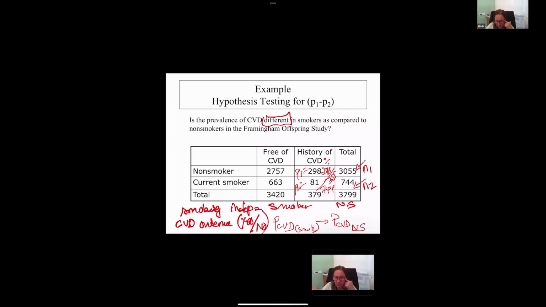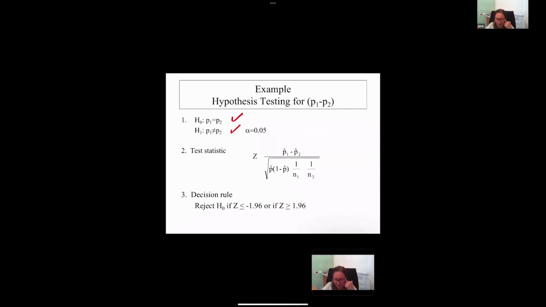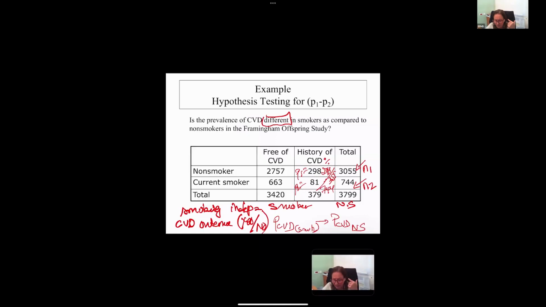And when we state the hypothesis, we are looking at only different. We didn't say, is the prevalence of CVD greater in smoker compared to non-smoker?